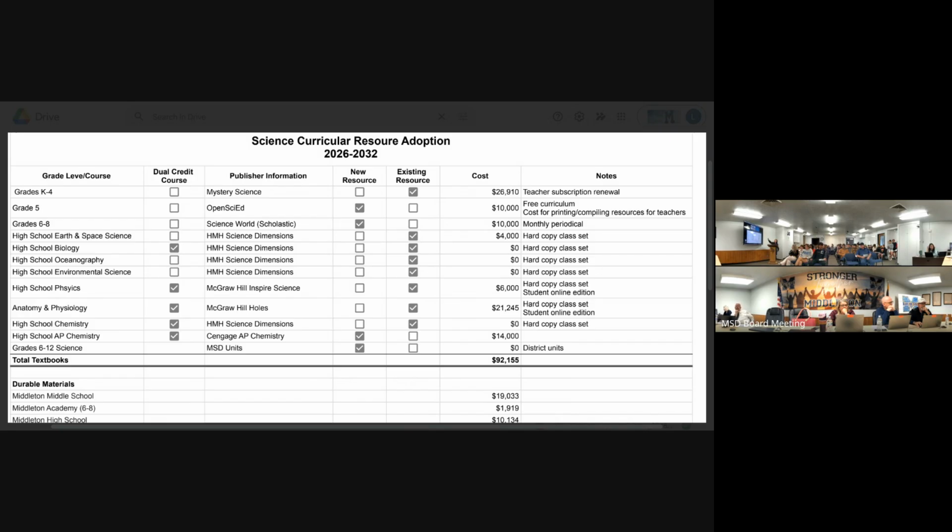The new resources, you're going to see the price next to it. For the existing resources, some of them we have all of the hard copy sets that we need. Some of them, we need 35 more hard copies in order to bring everyone up to a class set. OpenSci-Ed for 5th grade is a free curriculum, but there are things that we need to print and laminate for teachers. So that's going to incur a cost, but it's not necessarily a book cost in that regard.